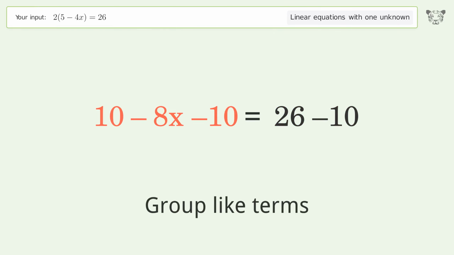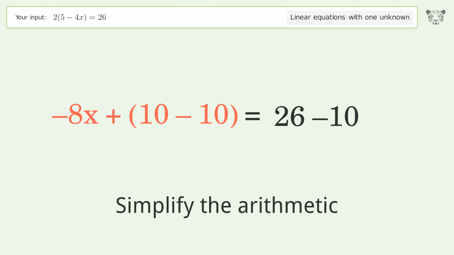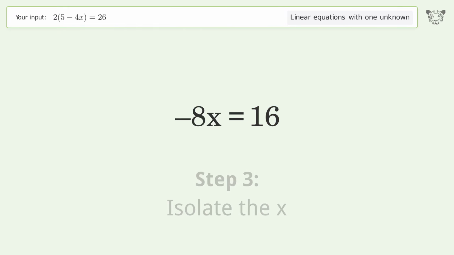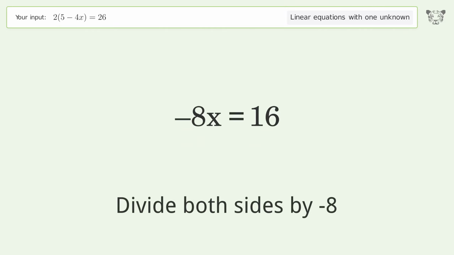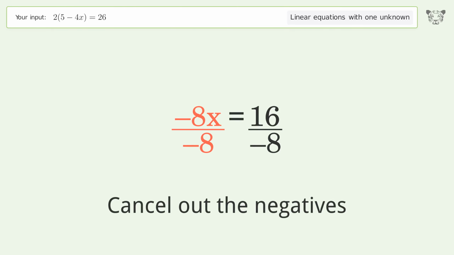Group like terms. Simplify the arithmetic. Isolate the x. Divide both sides by -8. Cancel out the negatives.